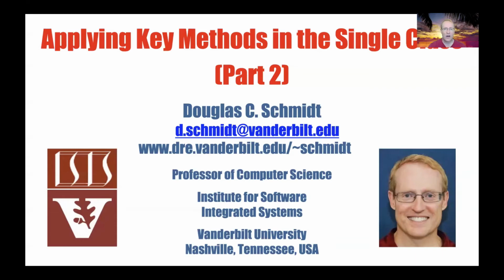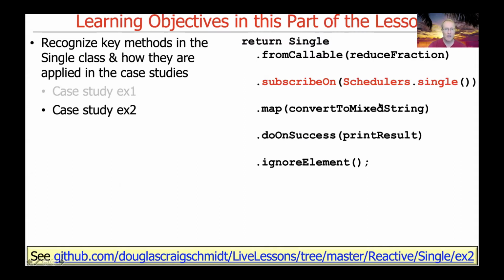We're now going to continue our coverage of the RxJava single class by looking at some more interesting examples. The examples we looked at before only motivated the synchronous capabilities, but now we're going to start talking about the asynchronous capabilities. As always, you can find the code that goes along with this at the link at the bottom of this slide, and I'll be walking through the code in detail here shortly.